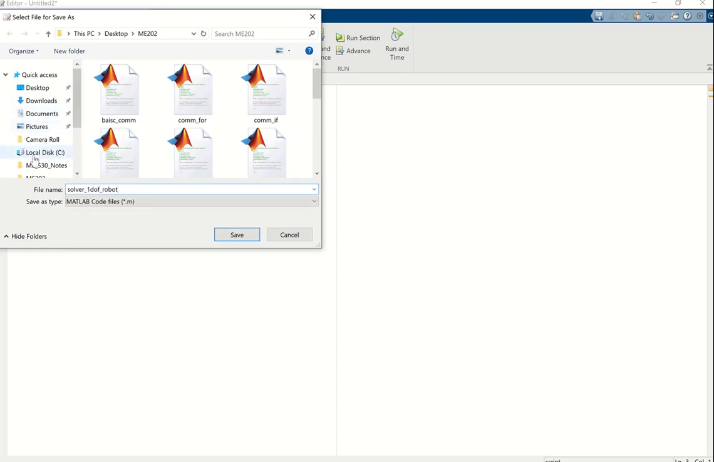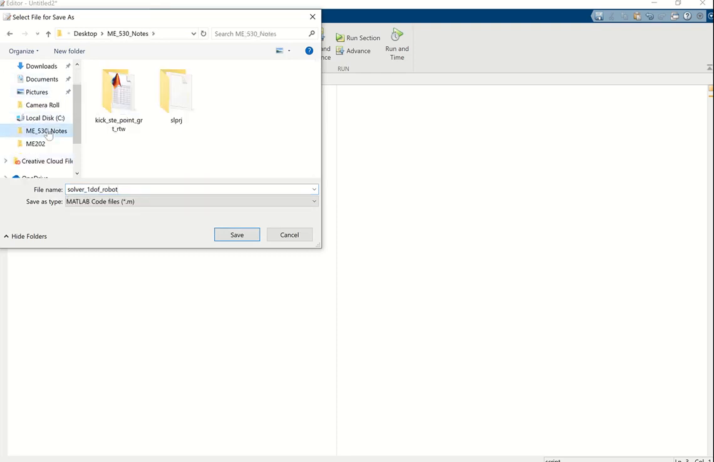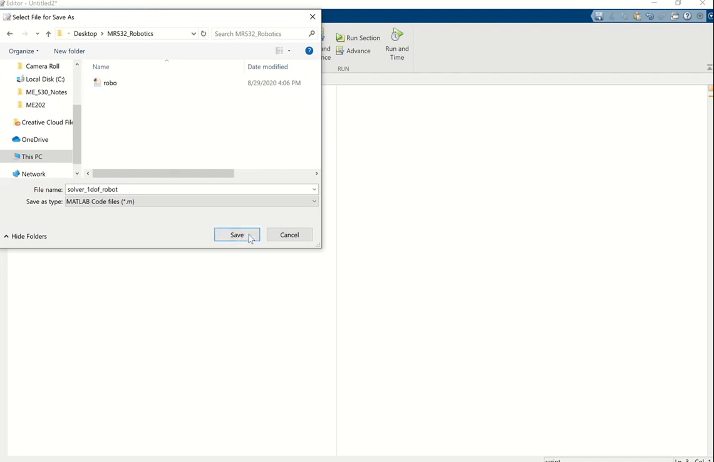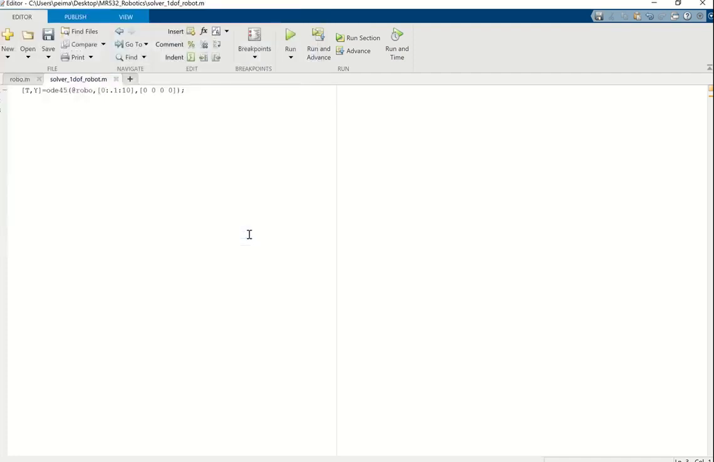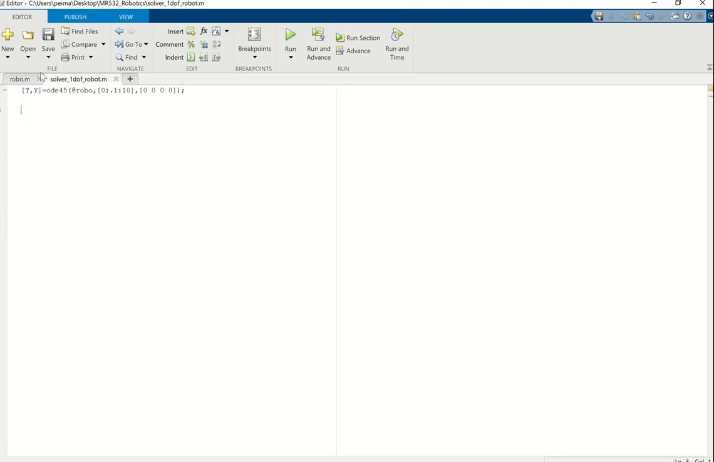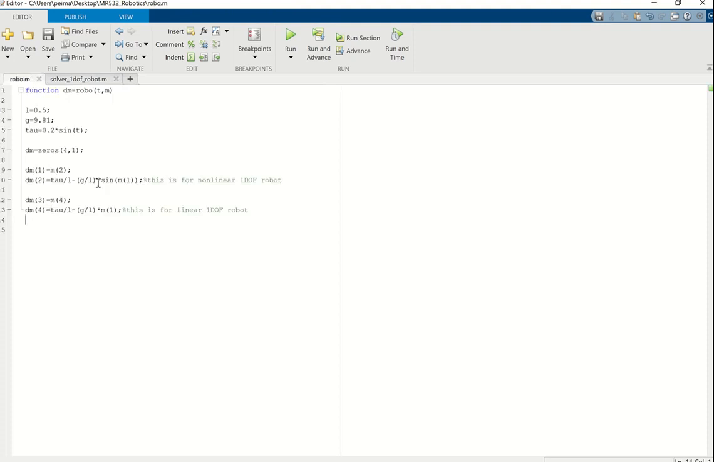I'm saving that here. The solver and the main file must be in the same folder in Matlab. If you don't have them in the same folder, you're done. Now why I did this, because I wanted to compare the linearized version of the 1 degree of freedom model and the nonlinear version of that.